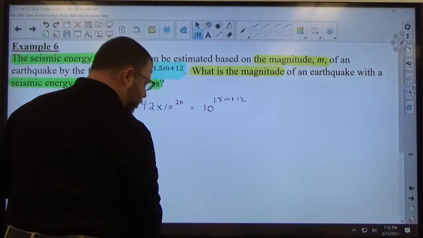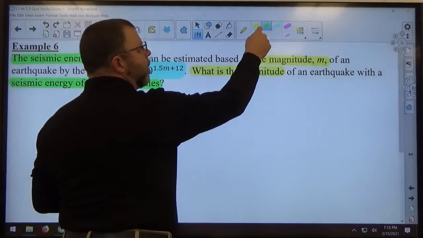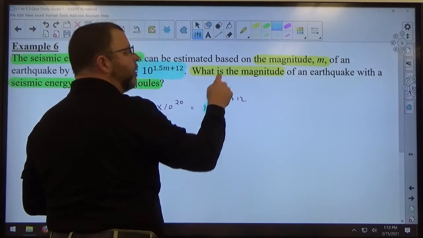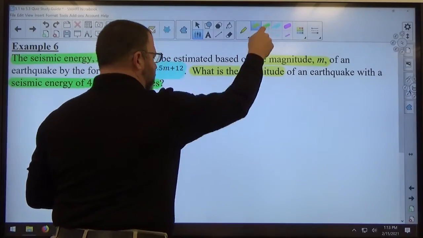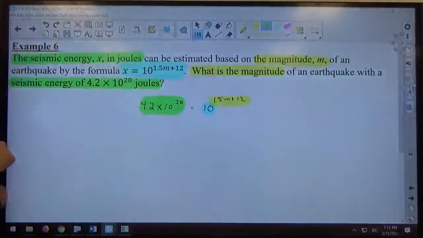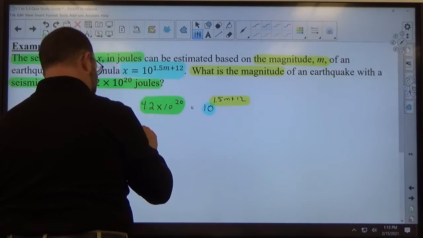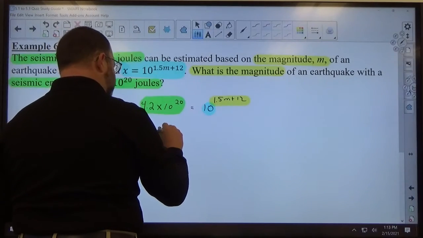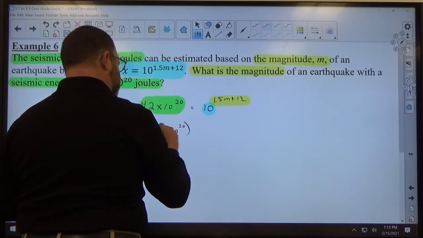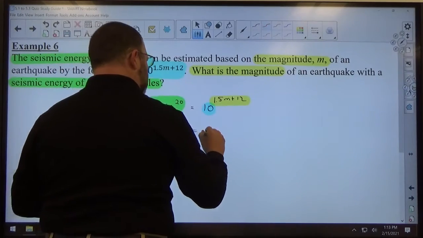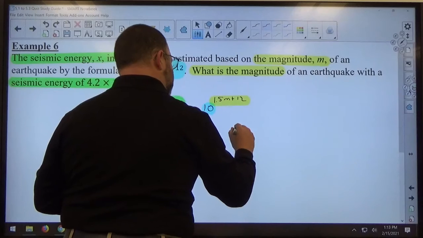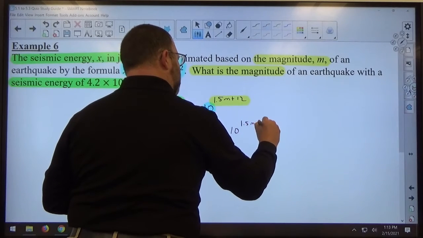And notice the structure is what we looked at last week. The right-hand side is 10 raised to some power equals some number. What we saw last week was when that occurred, we log both sides with a base 10 logarithm because that's a base 10 exponential expression. So we're going to log both sides: log base 10 of 4.2 times 10 to the 20th power equals log base 10 of 10 to the 1.5 M plus 12 power.